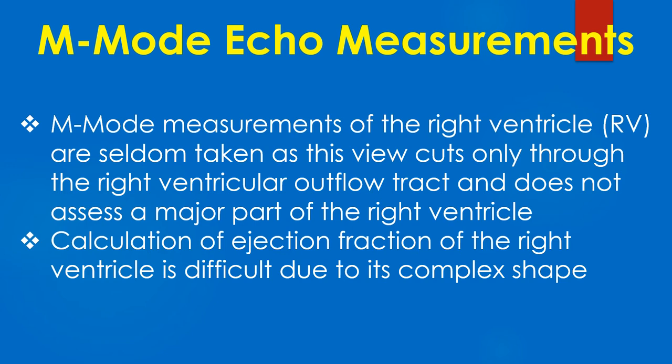M-mode measurements of the right ventricle are seldom taken as this view cuts only through the right ventricular outflow tract and does not assess a major part of the right ventricle. Calculation of ejection fraction of the right ventricle is difficult due to the complex shape.